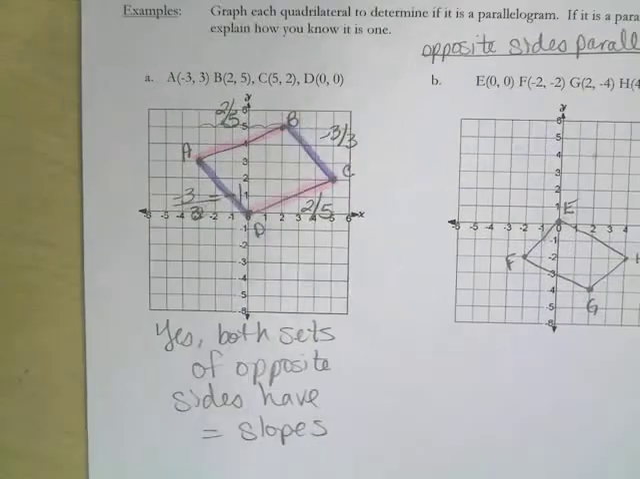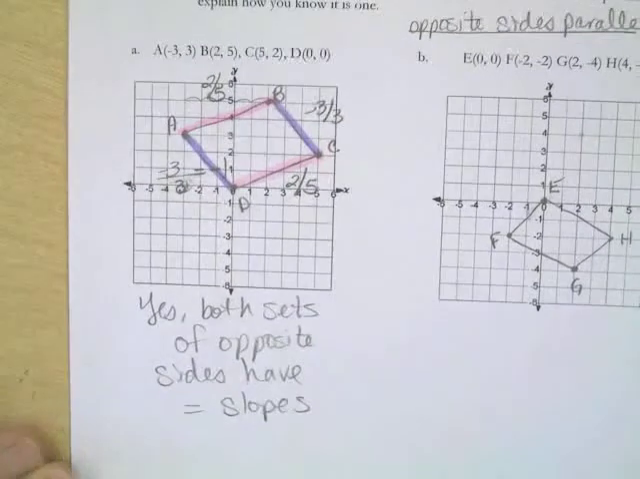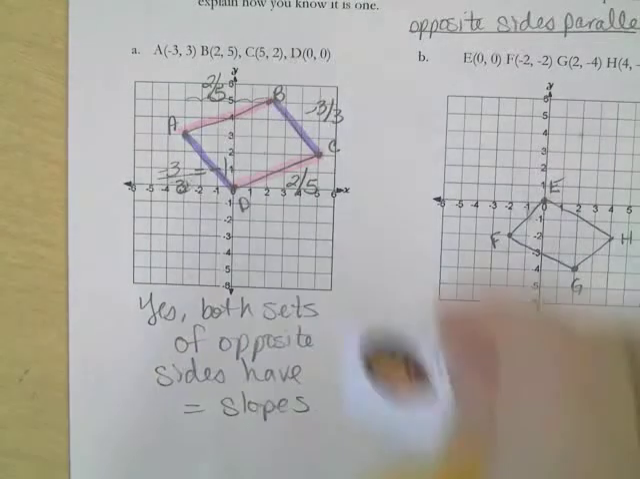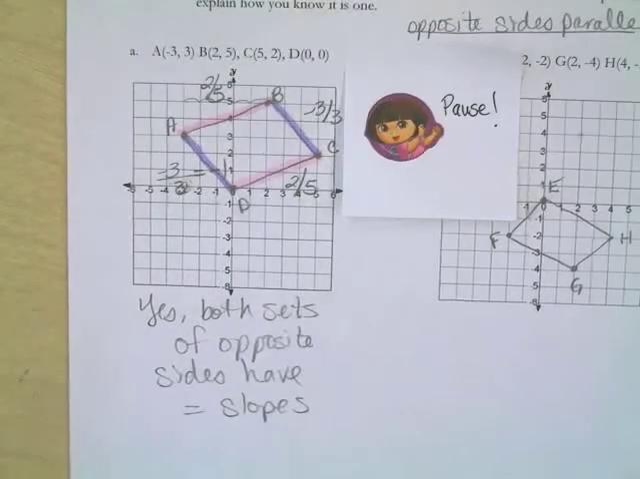Okay? So now you're going to do the same process with problem B. You're going to count the slope for both of them and see if the opposite slopes are the same. If they're the same, then they're parallel. If they're not the same, then they're not parallel. So here's the famous Dora pause. Go ahead and knock yourself out and try it.